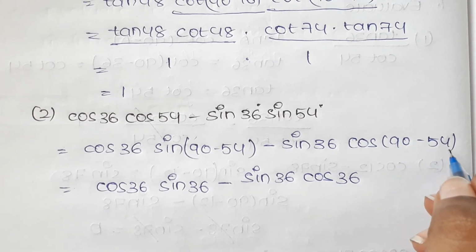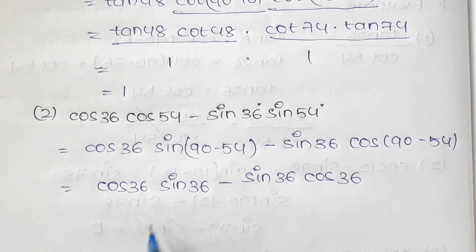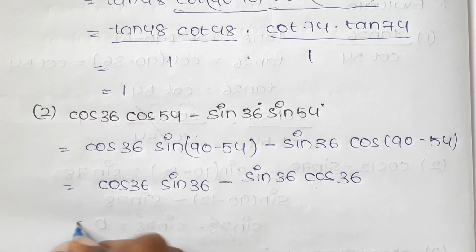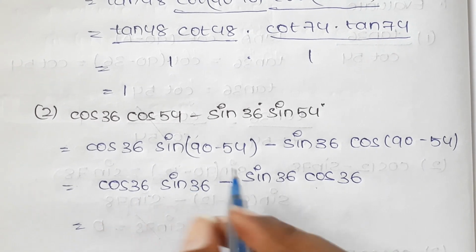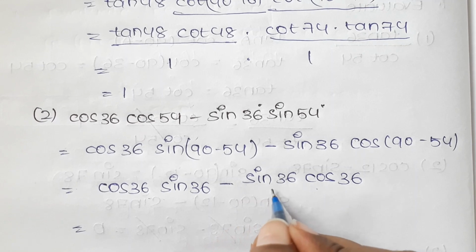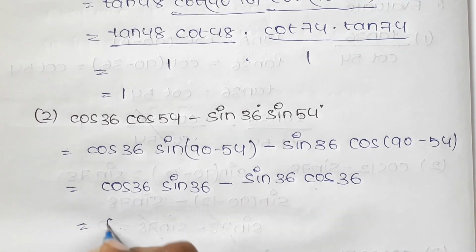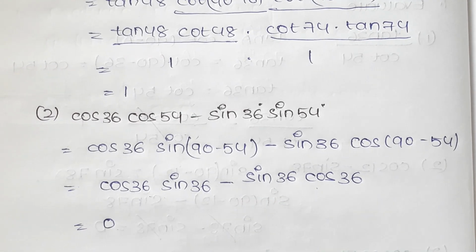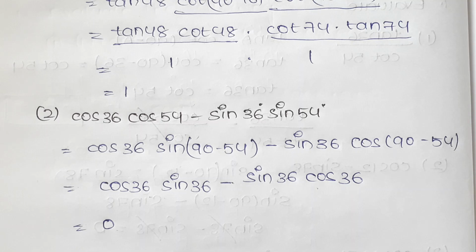90 minus 54 is nothing but 36. And here both are same. So cos 36 into sin 36 minus sin 36 into cos 36 is 0. And the final answer is 0. And this is about the second question. Now let us see the third question.